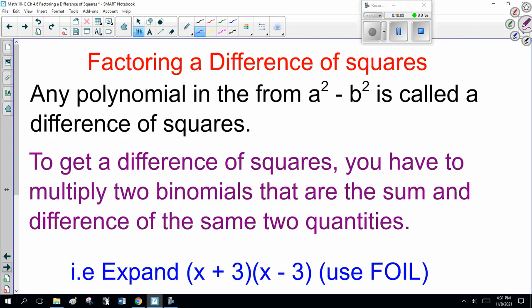Now, factoring a difference of squares. Actually, I'm going to pause here because the video is getting long. We'll come back and finish this. But see that pattern, remember it, okay?